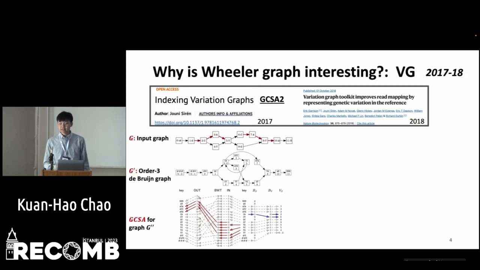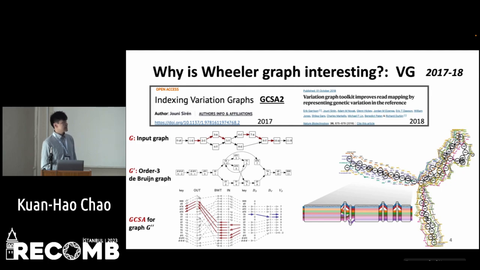And then in 2017, Sirén combined the ideas from the original GCSA and the succinct de Bruijn graph and proposed GCSA2. Some optimizations were introduced, for example, reducing the memory requirement and also extending the functionality of the index. One of the important applications is the variation graph. Here's an example of a variation graph on the chromosome 9 subtelomeric region of the yeast genome.